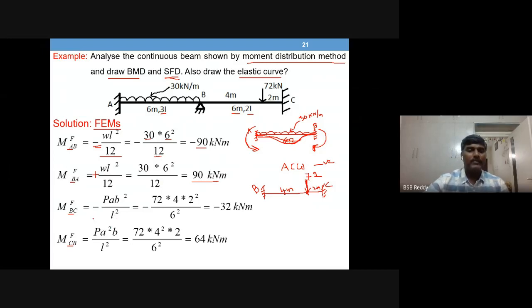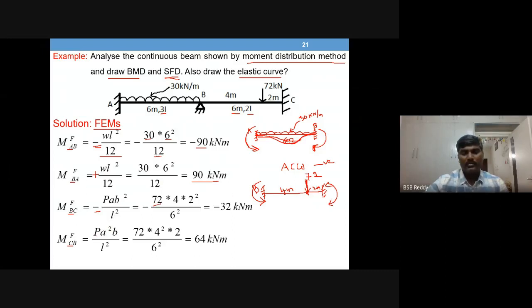Again, same notations, left anti-clockwise, right clockwise. So left anti-clockwise means negative sign. The fixed end moment at the left end is P a b square by L square.